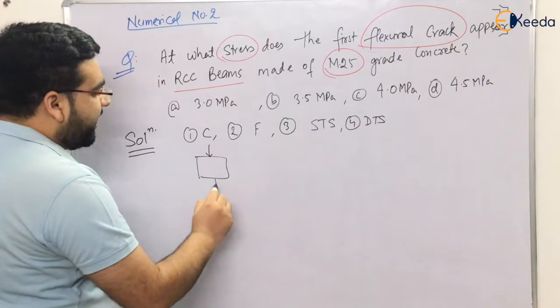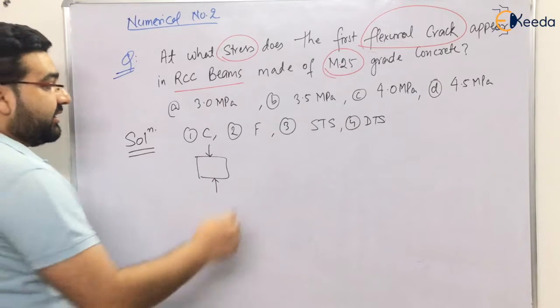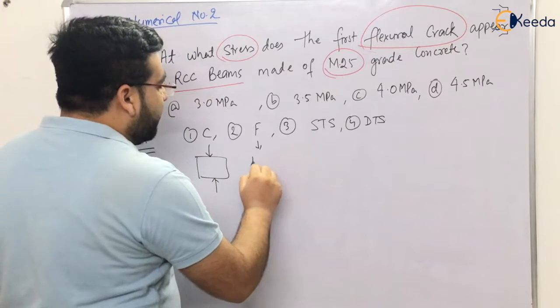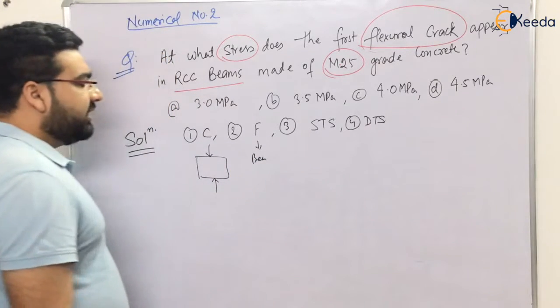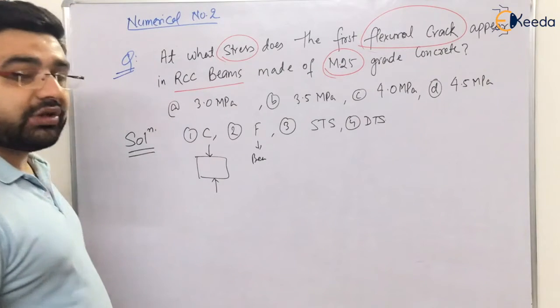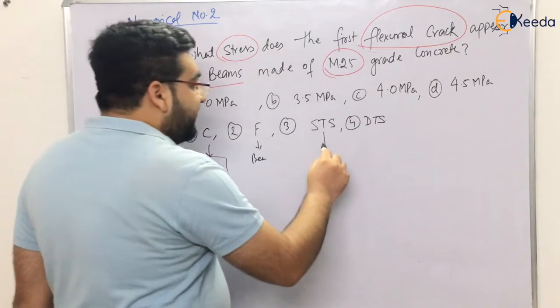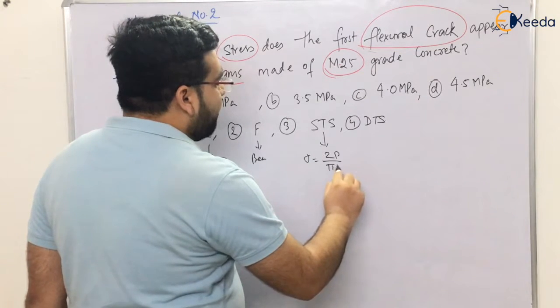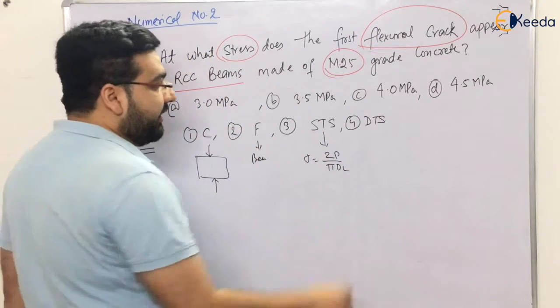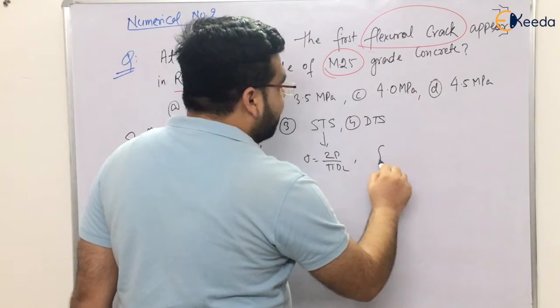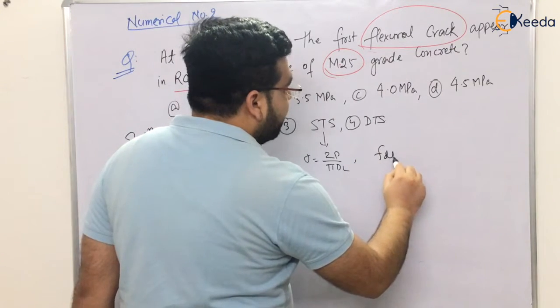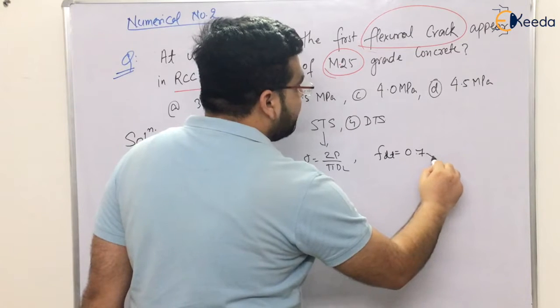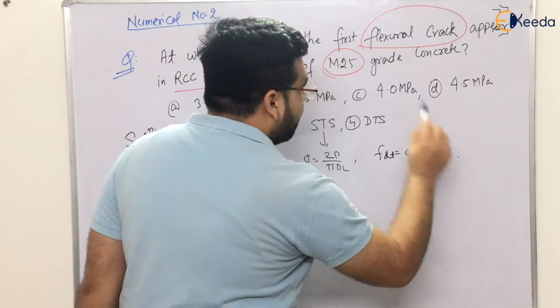When you apply loading, you divide it with the area, you get the answer. For flexural, you have the bending formula: sigma by y is equal to M by I is equal to E by R. For split tensile strength, the formula is 2P divided by pi DL, where L is the length of the sample. For direct tensile strength, you have the formula fdt is equal to 0.6 root fck.